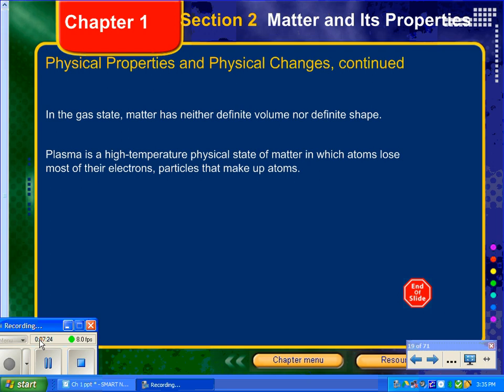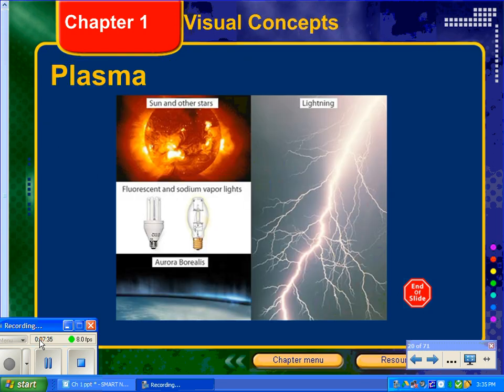Plasma, high temperature physical state of matter in which atoms lose most of their electrons. Plasma is usually found in stars, sun, lightning, those different things. Oh, there's some more examples of plasma.